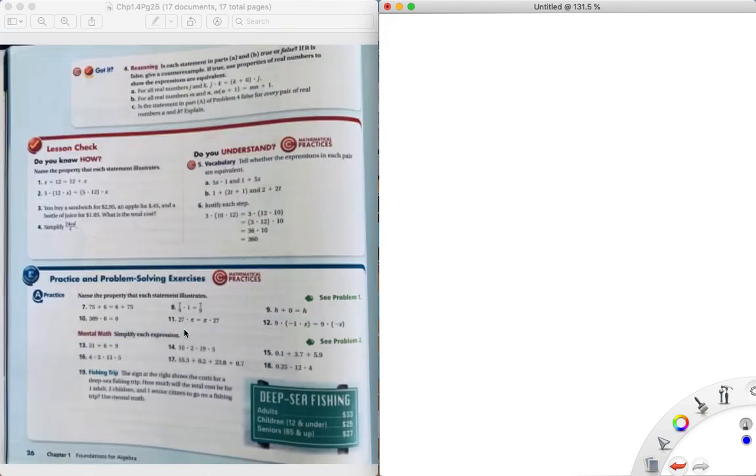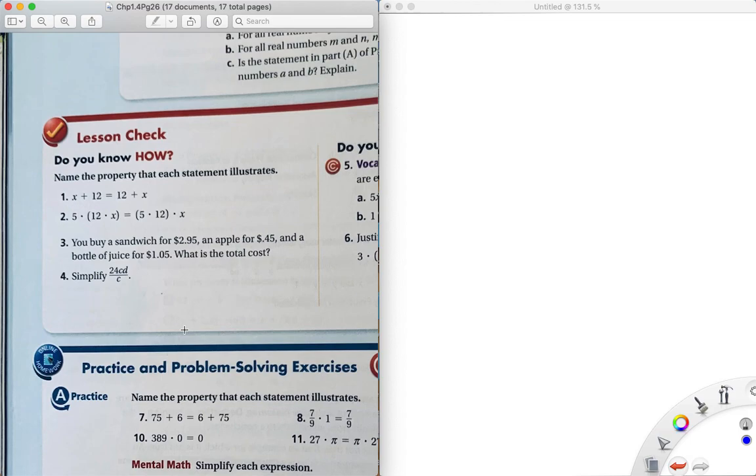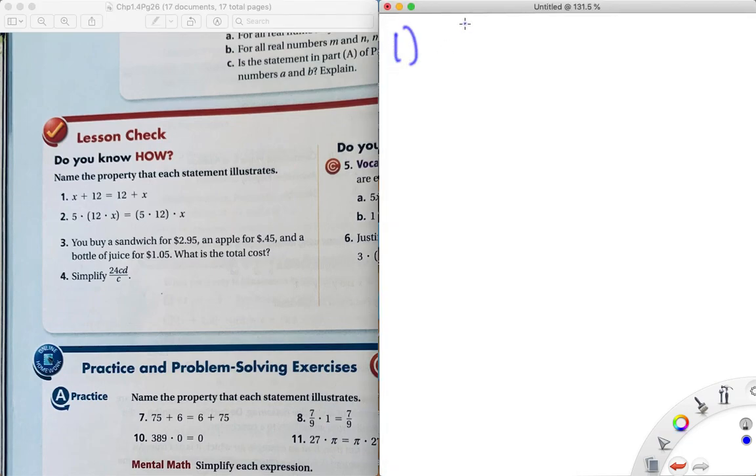All right. I'll do a couple more. So for number 1 here in the Lesson Check, we have x plus 12 equals 12 plus x. x is in the first position here, 12 is in the second. Here now, 12 is in the first position, x is in the second, so this is the commutative property of addition. The order changes, but the answer is still the same.